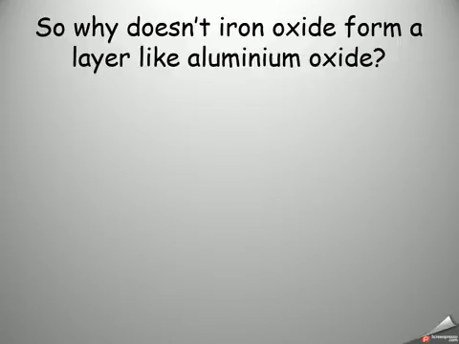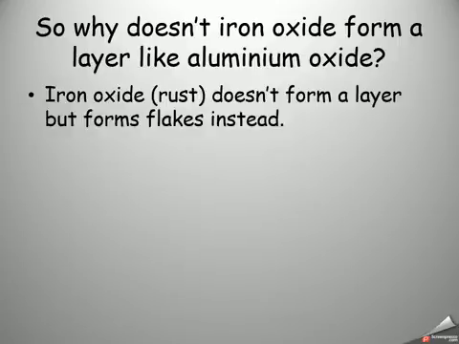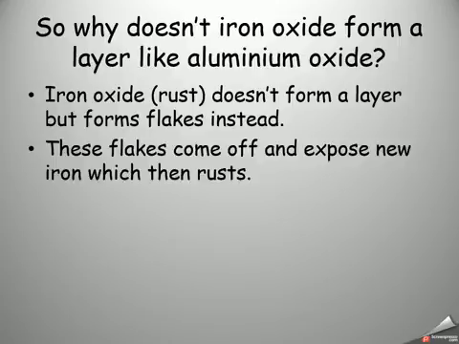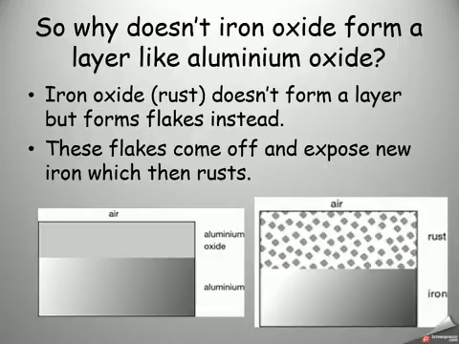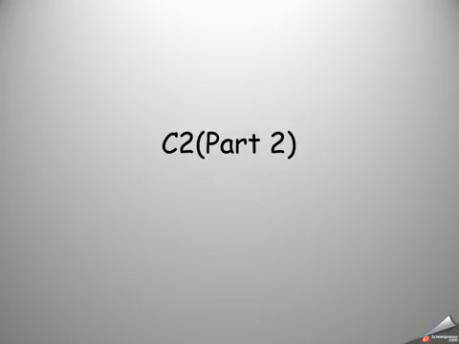So why doesn't iron oxide form a layer like aluminium oxide? Well, the thing about rust is that it doesn't form a layer, but it forms flakes instead, and these flakes keep flaking off. Everyone's seen a little bit of rust, and you rub rust, and all the rust comes off, and so it exposes new iron all the time. That is aluminium oxide, but this is rust, and you can see how it can just be flaked off, exposing more and more iron, so the rusting will keep continuing.